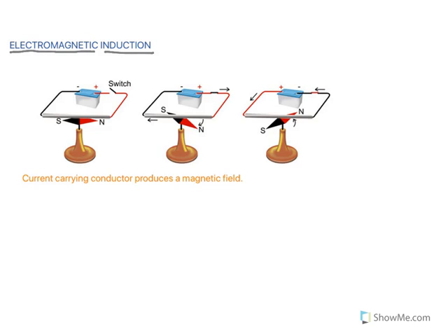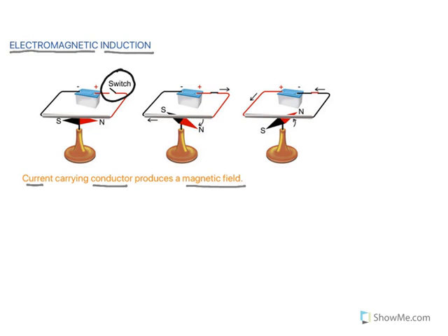Electromagnetic induction. Earlier we have seen how a current carrying coil or a current carrying conductor produces a magnetic field. Whenever a current passes through a conductor, a magnetic field is produced around the conductor.